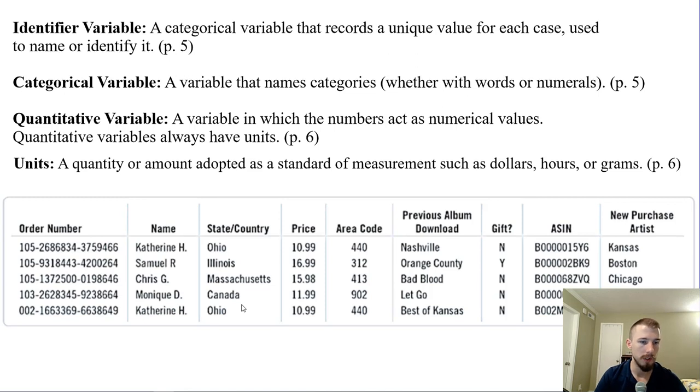We have 3 different types of variables: identifier, quantitative, and categorical. Identifier variables are categorical variables that record a unique value for each case. So for instance, like an order number, that's an identifier variable. For a person, we could use their social security number. That would be an identifier variable to identify an individual based on the number. You could also use maybe like a student ID number. If we're talking about a zip code or something like that, that would also be an identifier variable.